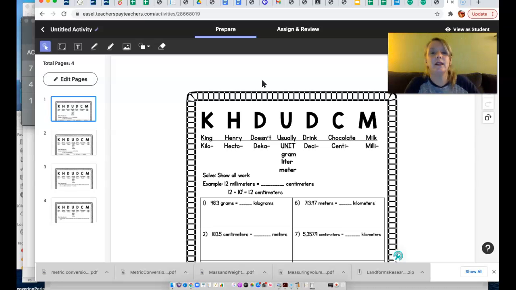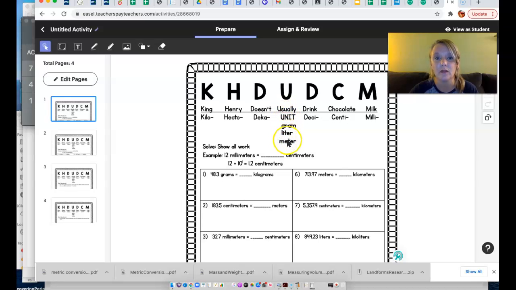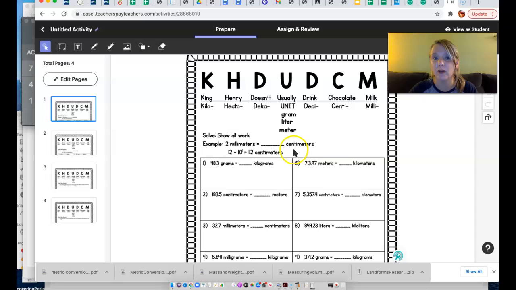And then what you'll see on the top of each page is the mnemonic phrase that we've been using. King Henry doesn't usually drink chocolate milk. And this has the standard units of measurement for mass, volume, and length right here underneath the U, underneath unit, okay, to remind you. All right, so it's just like we've been doing before.